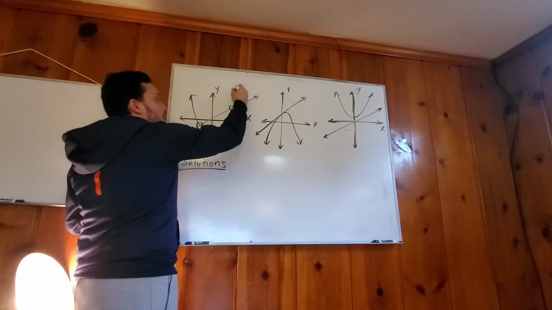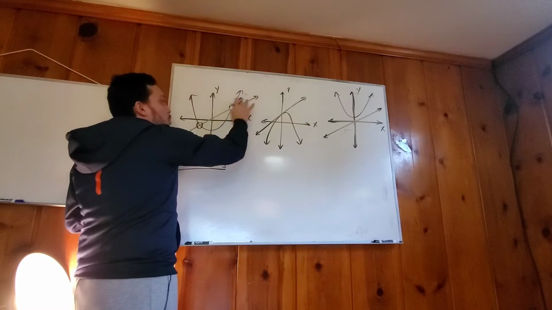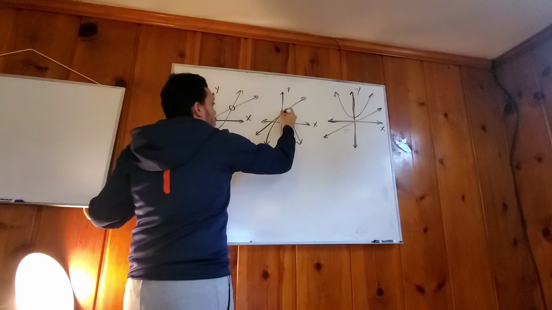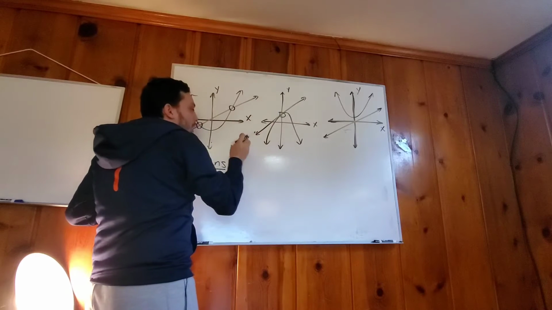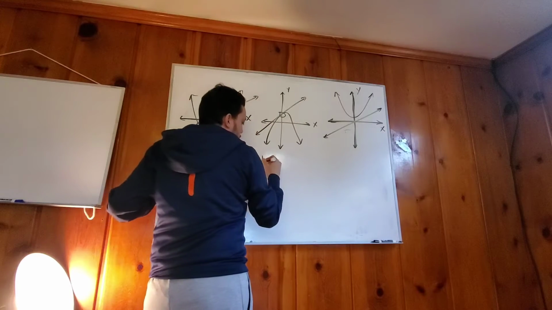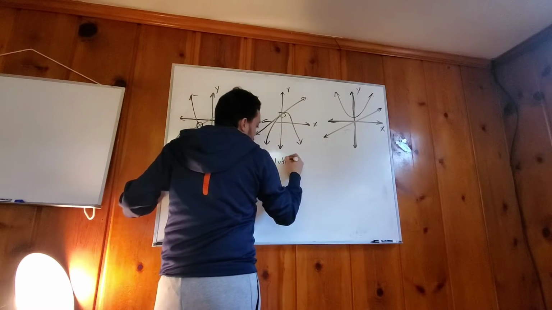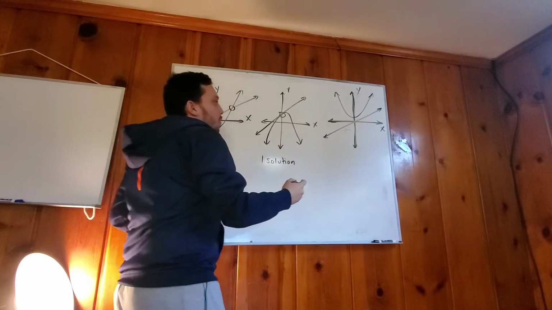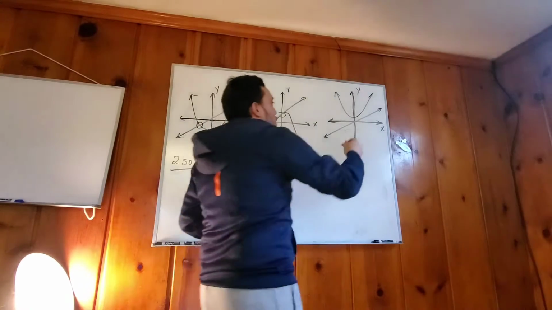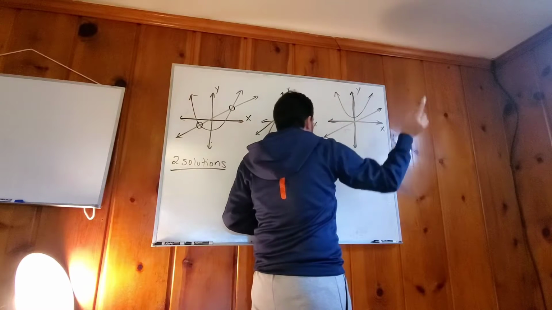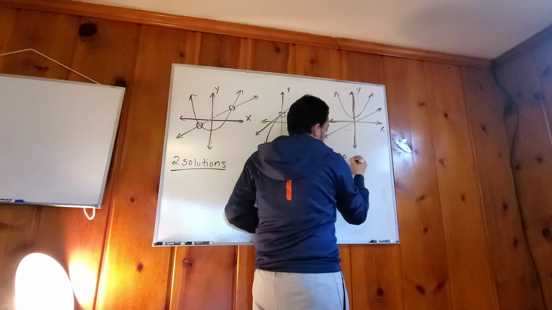Just like in here, the parabola goes one way and the line crosses it twice. We can have one solution where it barely touches it only once. And we can have the other example in which the line and the parabola don't even touch each other. So no solution.